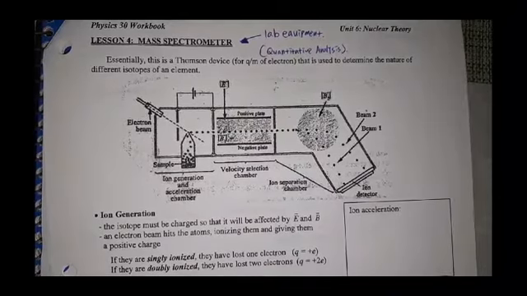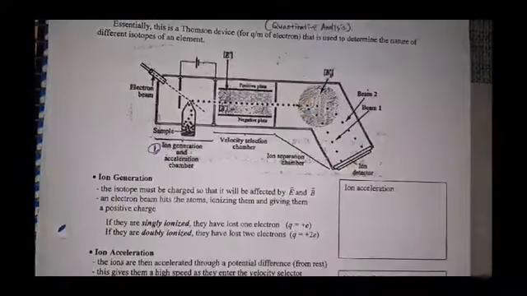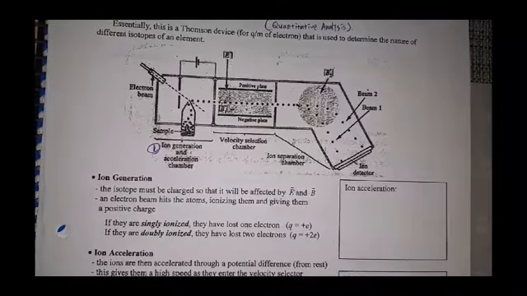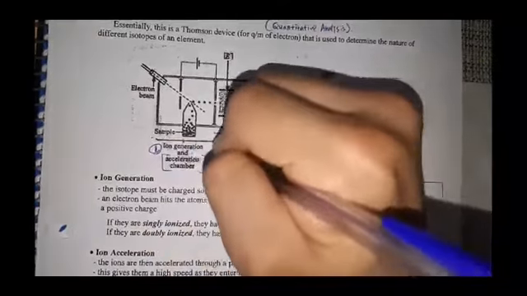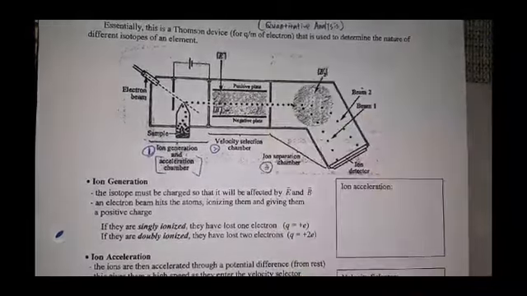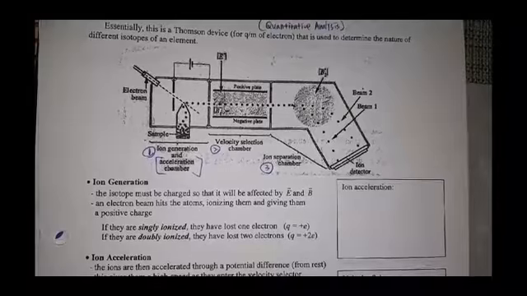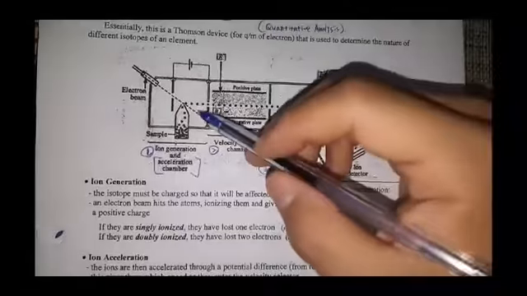Basically, we use a similar concept as Thomson's device, the cathode ray tube, and the Q over M charge to mass ratio, to determine the nature of the different isotopes involved inside an element. You have multiple sections in here, but I like to divide this into first, the ion generation and acceleration chamber. Number 2, the velocity selection chamber. And number 3, the ion separation chamber. Each of those sections will be explained differently. Let's go with the first chamber first.